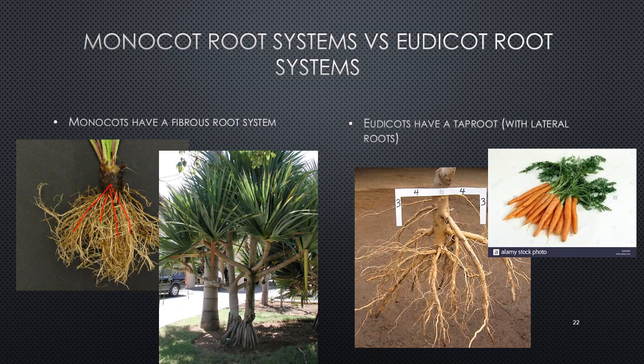And that is even true here in some of our palms, if you can see that. In our dicots or eudicots, they have typically a taproot with lateral roots that come out from that, or just our straight taproot.